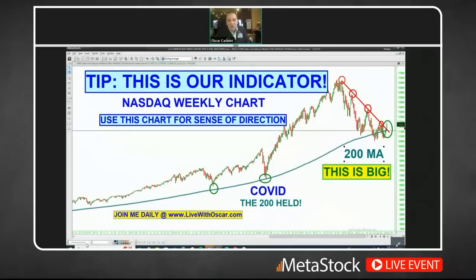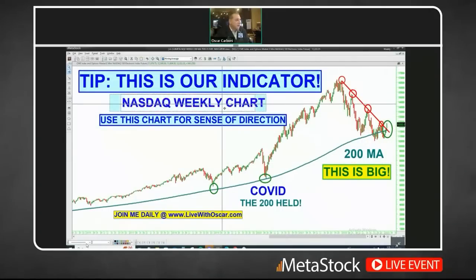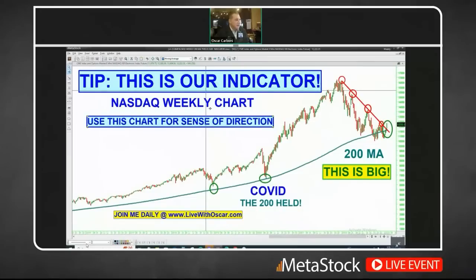As long as we don't get back below the 200 moving average on the NASDAQ weekly, I promise you that this is the chart that you use for sense of direction. This is major. That's a wonderful thing that we're seeing right there.